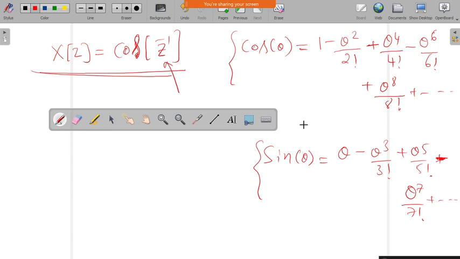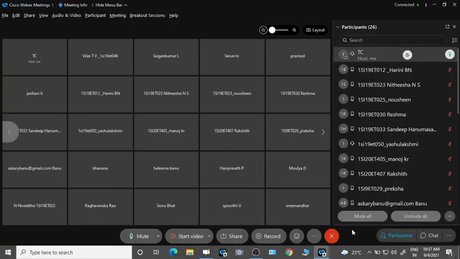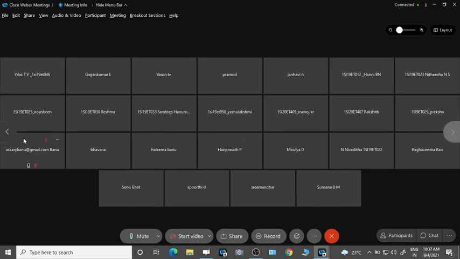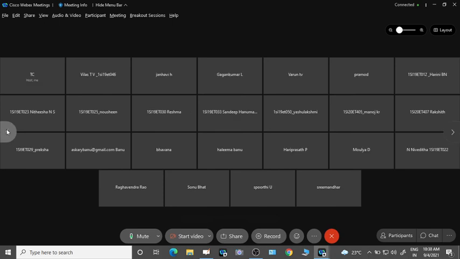So this is the power series expansion method. Find this one, and if you don't get it, we'll solve it in the next class. We'll stop here and continue in the next class. Anybody any doubt, you can ask.